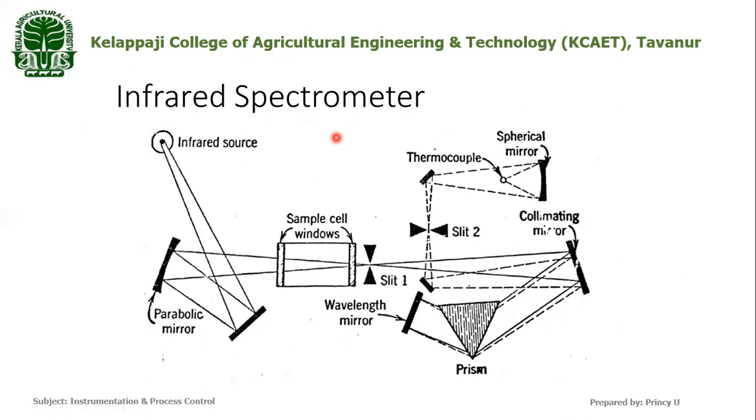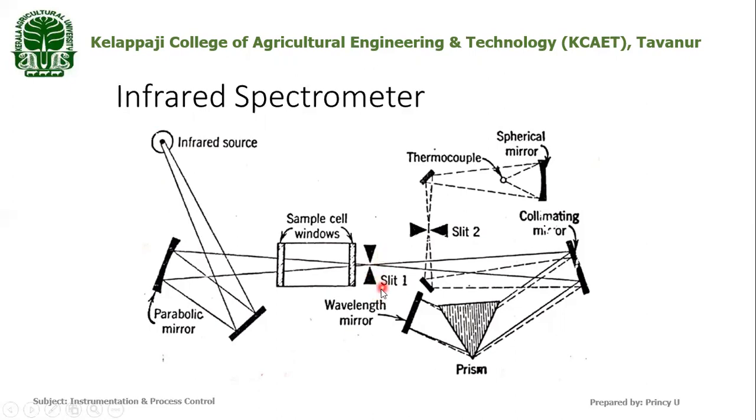Okay. So here you can see a source. ഈ സോഴ്സ് കാണാം. This source produces infrared radiation, which is provided by an electrically heated resistor. ഈ സോഴ്സ് എന്ന് പറയുന്നത് ഒരു electrically heated resistor ആണ്. And the beam passes to a mirror. Here you can see it passes to a mirror, then to a parabolic mirror. And after passing through the sample cell, which contains the unknown substance, and the slit 1, you can see here as slit 1, the sample cell contains the unknown sample substance.